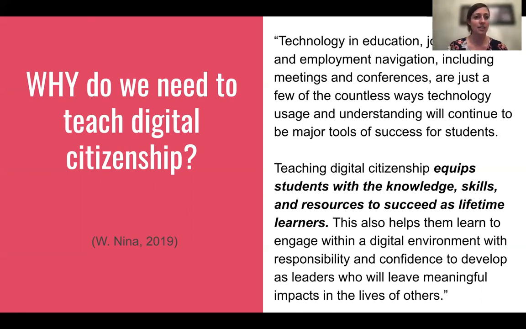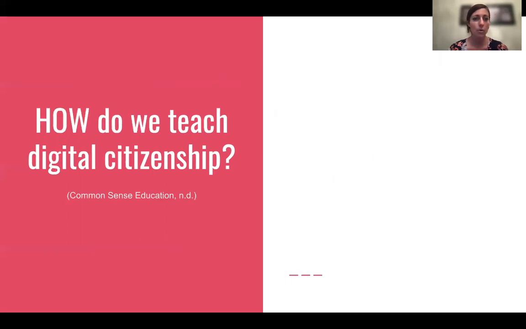And goodness, if that isn't our ultimate goal as educators, to have students succeed as lifelong learners, then I'm not sure what is. And being positive, responsible digital citizens is now embedded in that. It's no longer separated and a siloed effort. Okay, so now we understand what it is, and we definitely have some motivation and drive on why we need to be attending to this.